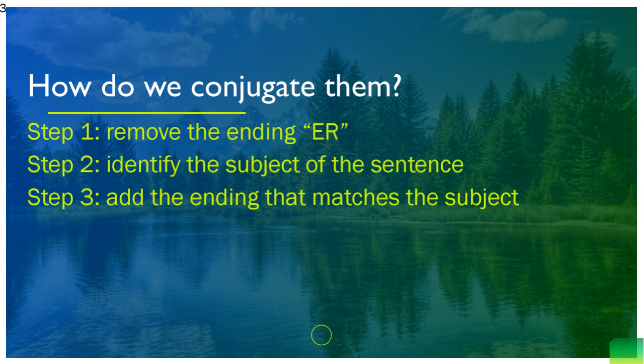So these are the 3 steps to conjugating regular ER verbs. So all the verbs that I just showed you, like comer, aprender, they follow these 3 steps. Step 1, remove the ending ER. Step 2, identify the subject of the sentence. Step 3, add the ending that matches the subject. So we're going to look at some examples of how to do this.